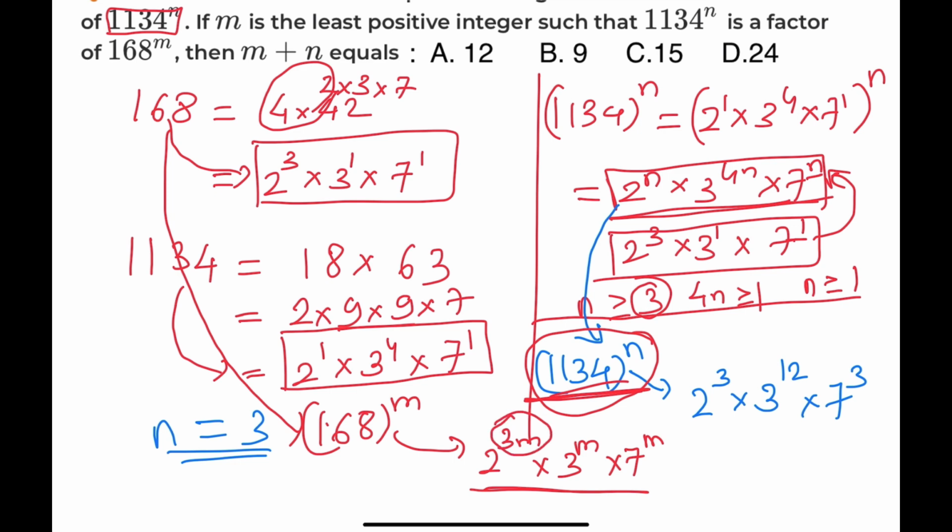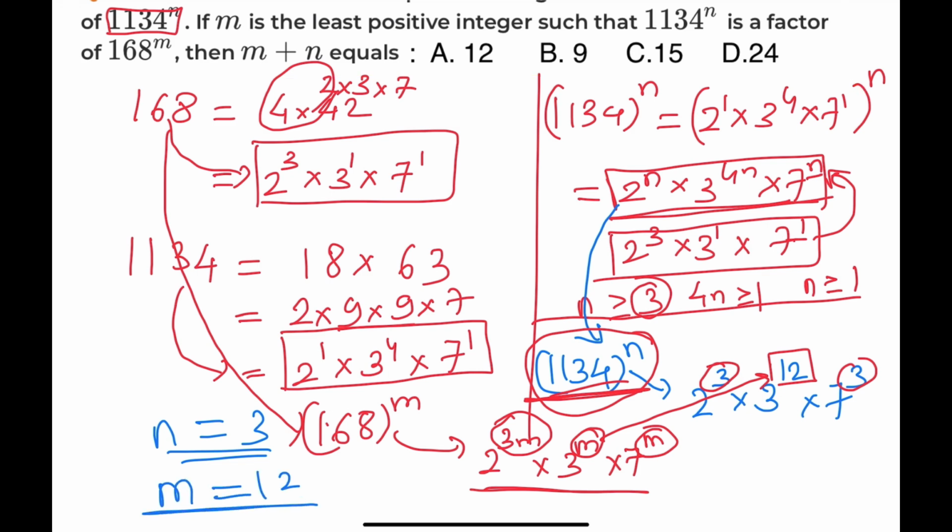So 3m should be at least equal to 3. From here, m should be greater than or equal to 1. And from here, m should be equal to or greater than 12. And from here, the minimum value of m that will satisfy all the conditions will be m equal to 12. So once again, I'll write it here.